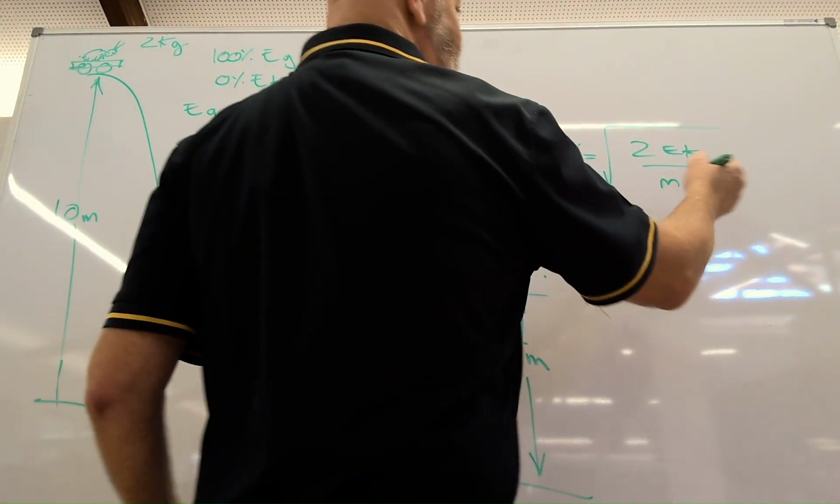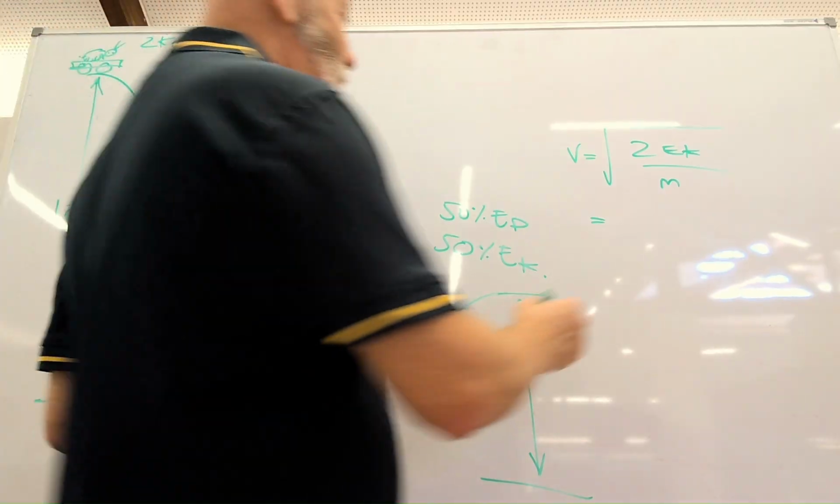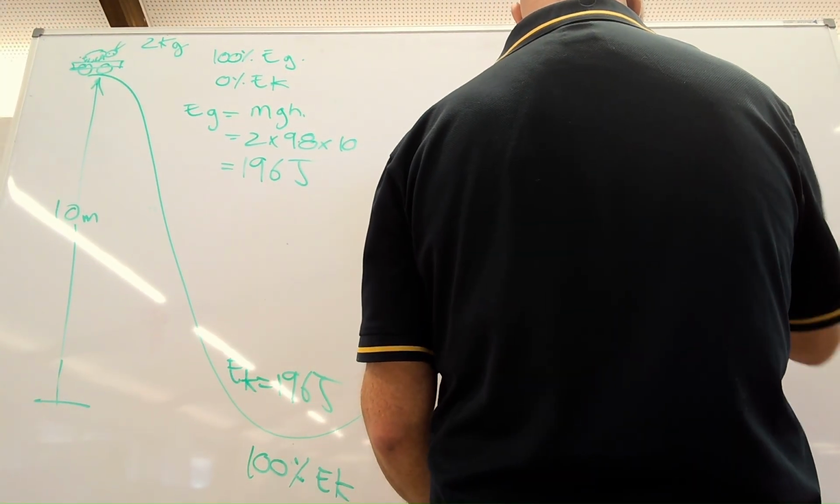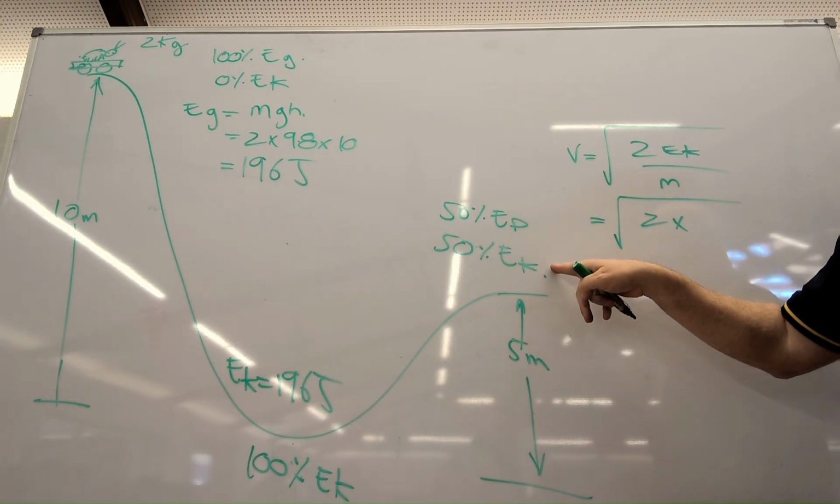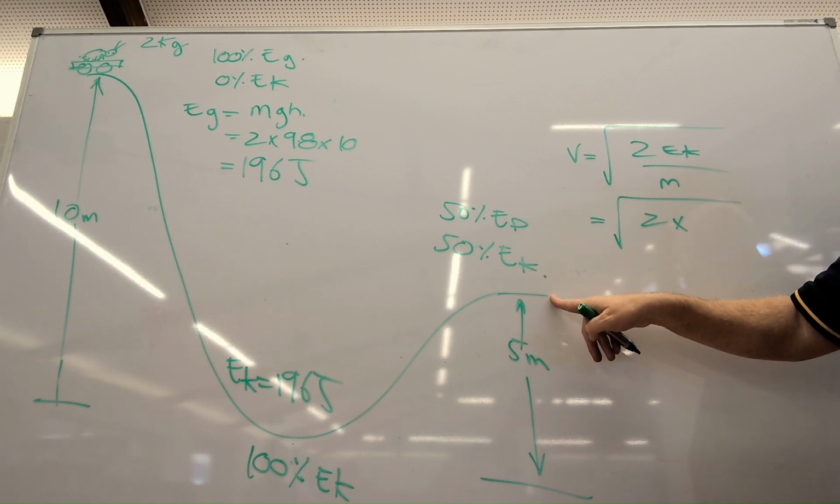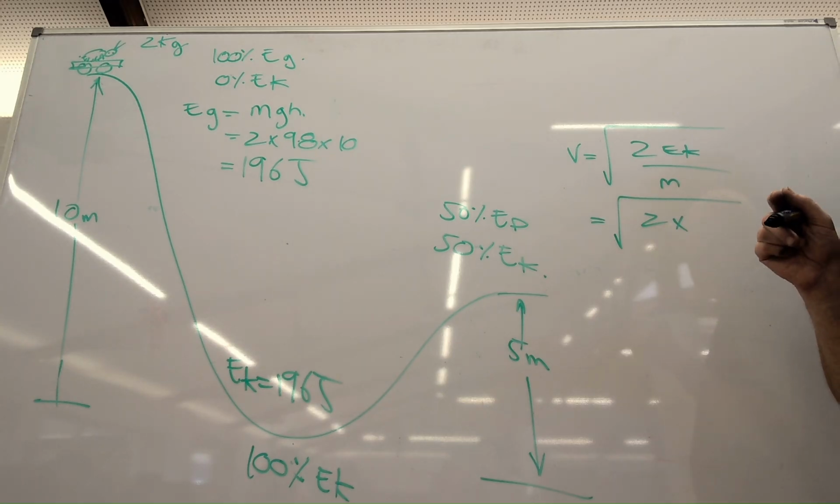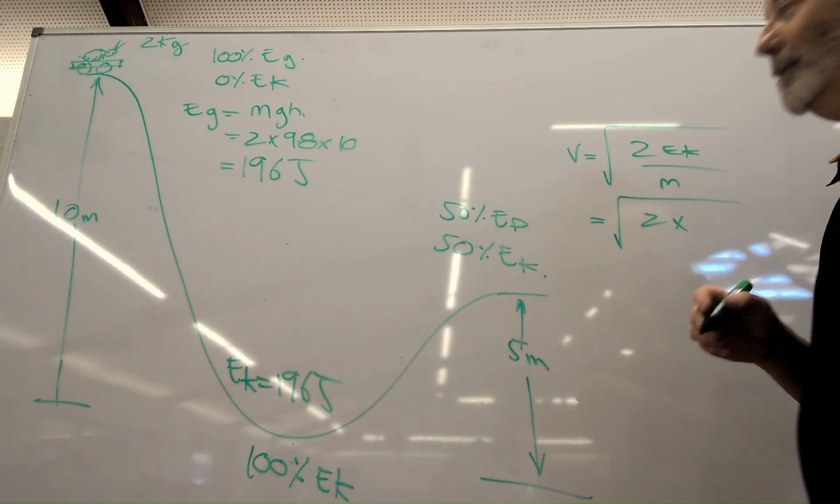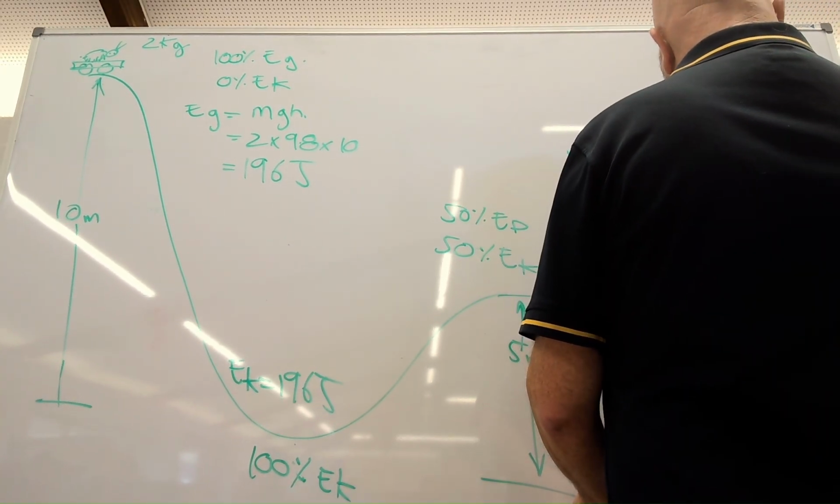Right. Now we know that we're going to have the square root of 2 times EK, and EK here, we've only got half the EK. So what's half of 196? I think it's got a 9 and an 8 in it. 98.